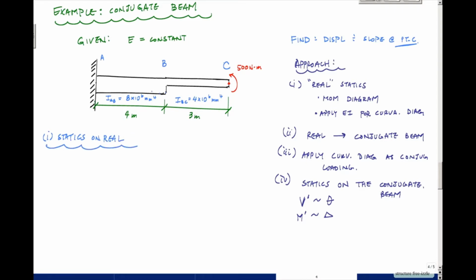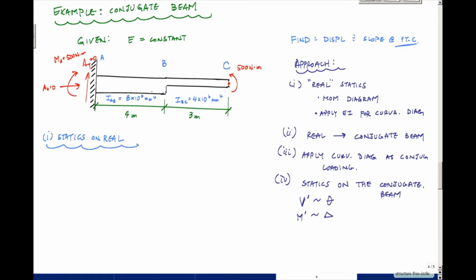Calculating reactions here should be pretty straightforward. If I sum forces in the vertical, AY is 0. If I sum forces in the horizontal, AX is 0. And my moment MA, if I sum moments about a point, is going to be equal to 500 Newton meters. Really that one's a no-brainer, and hopefully you can see that.